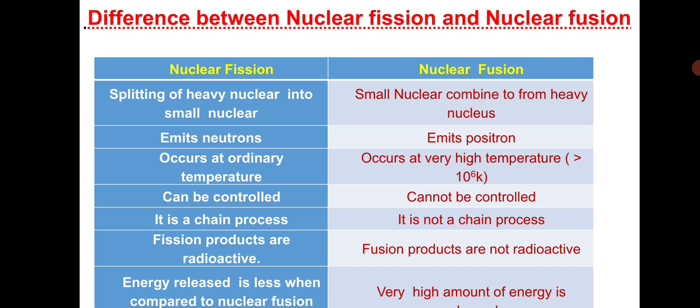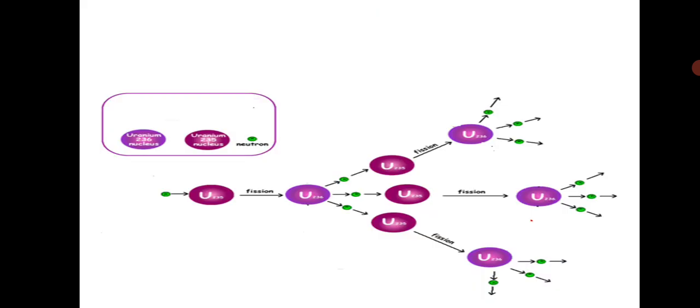Nuclear fusion is when smaller nuclei combine to form a heavy nucleus. During the nuclear fusion reaction, it emits positrons. The nuclear fusion reaction takes place at very high temperature. The best example is inside the sun, where nuclear fusion reactions are going on. Nuclear fusion reactions cannot be controlled. It is not a chain process. Similarly, the fusion products do not form any radioactive products. It does not emit any radioactive radiations. A very high amount of energy is released during the nuclear fusion reaction compared to the nuclear fission reaction.